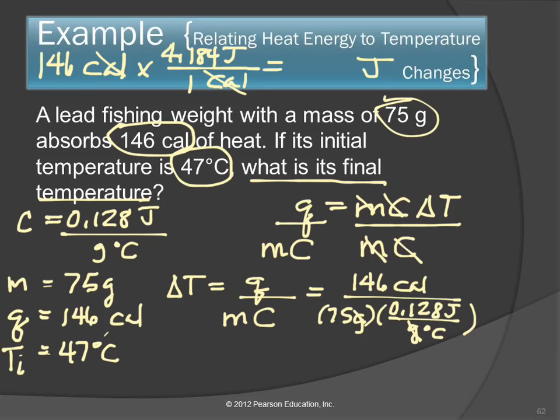So I've got 146 times 4.184. That's going to be 610 point, didn't leave enough space, 864 joules. I don't want to round that number yet. I want to keep extra sig figs so I don't get rounding errors. How many significant figures should that number have?